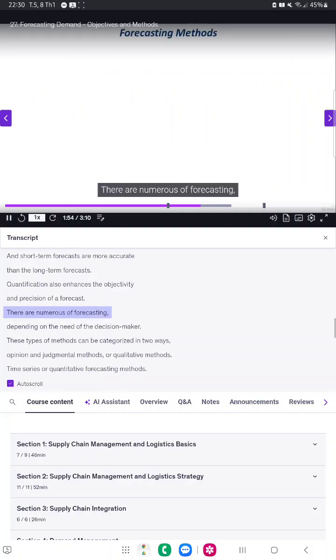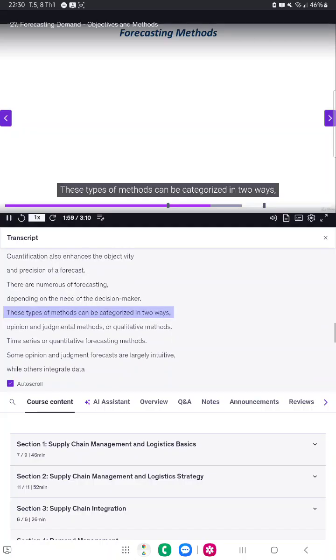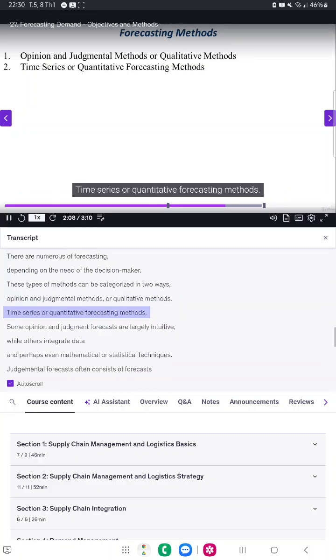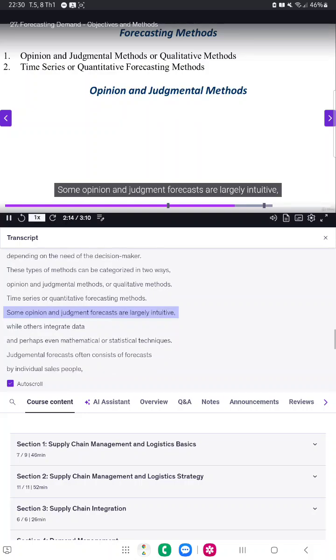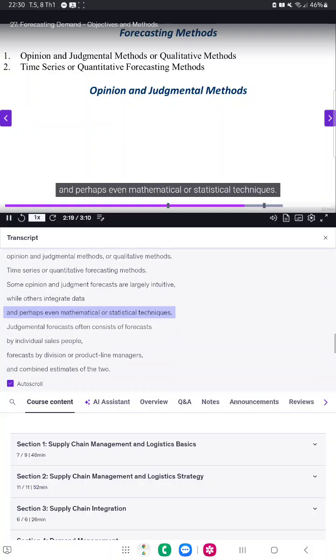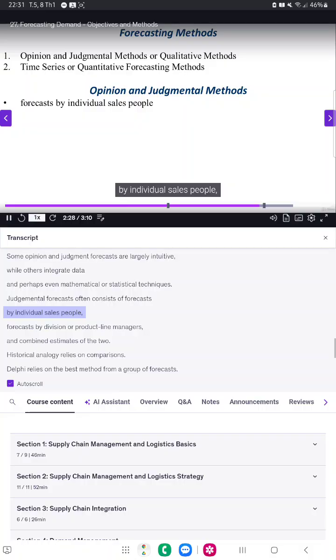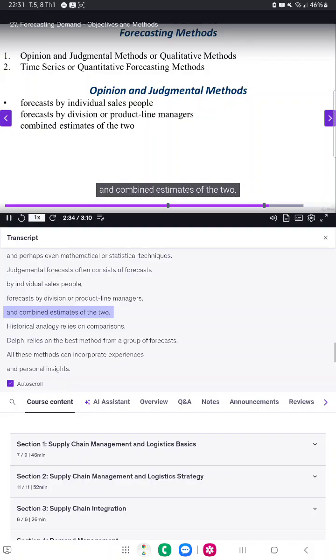There are numerous methods of forecasting depending on the need of the decision maker. These methods can be categorized in two ways: opinion and judgmental methods or qualitative methods, and time series or quantitative forecasting methods. Some opinion and judgment forecasts are largely intuitive, while others integrate data and perhaps even mathematical or statistical techniques. Judgmental forecasts often consist of forecasts by individual salespeople, forecasts by division or product line managers, and combined estimates of the two.